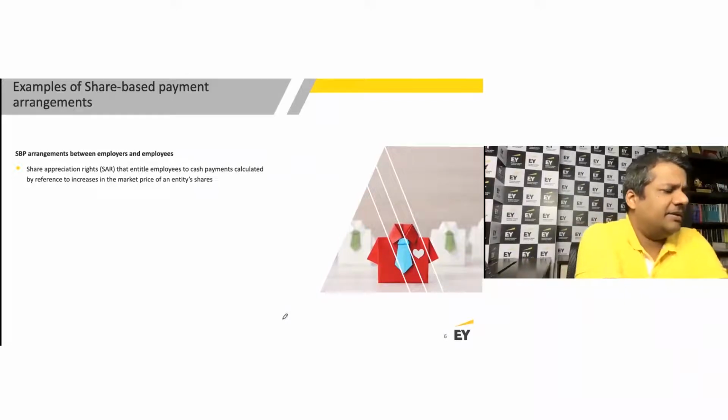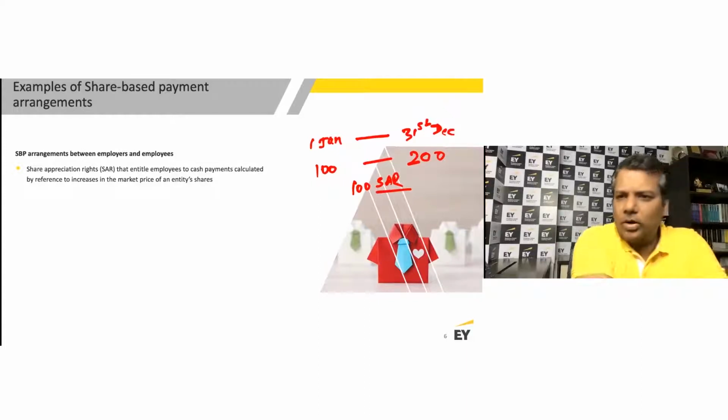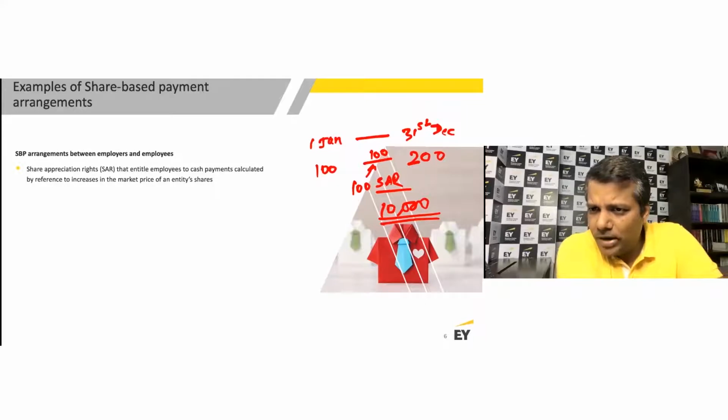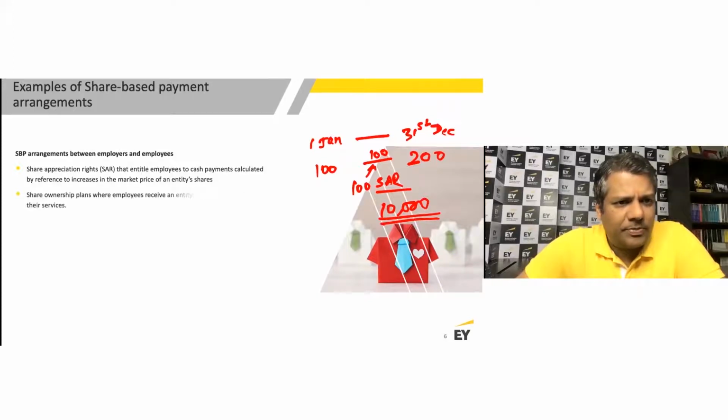So let's say a very simple example: I'm on 1st of January, and then there is 31st of December. Let's say on this date the share price was 100. On this date, the share price has gone up to 200. And let's say I've given 100 shares, 100 SARs, to one employee. So what we are essentially doing here is that there is an increase in the price by 100. So at the end of the 1 year period, the company will make a payment of 10,000 rupees to the employees against these SARs, provided you have fulfilled the vesting conditions.